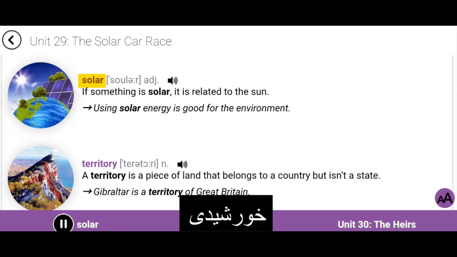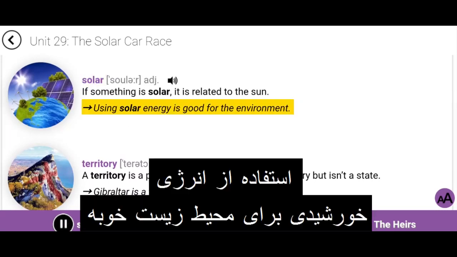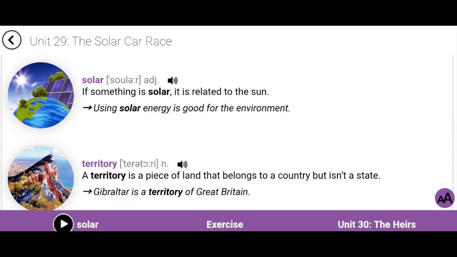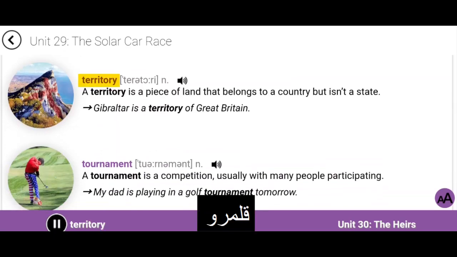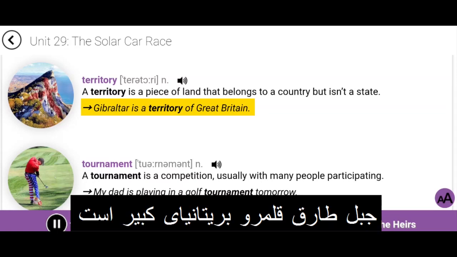Solar. If something is solar, it is related to the sun. Using solar energy is good for the environment. Territory. A territory is a piece of land that belongs to a country but isn't a state. Gibraltar is a territory of Great Britain.